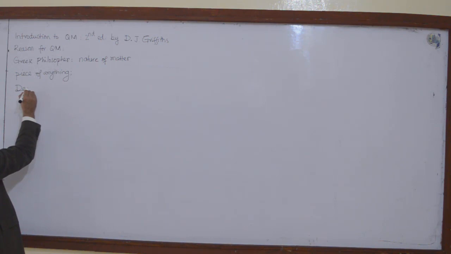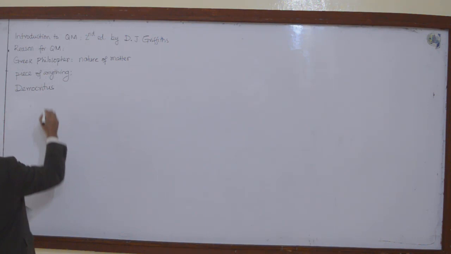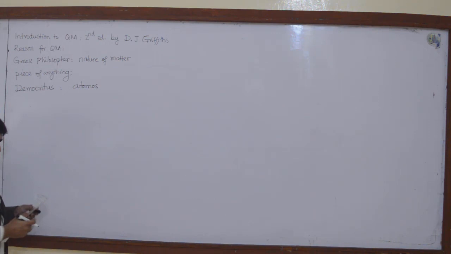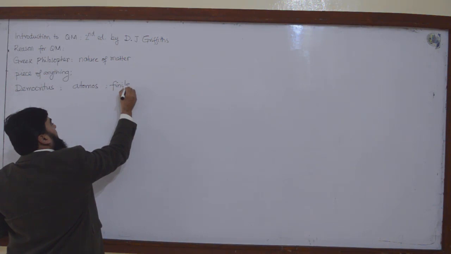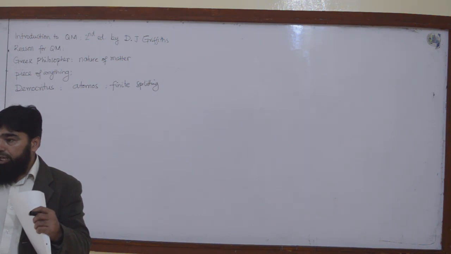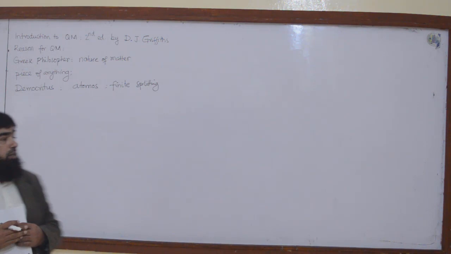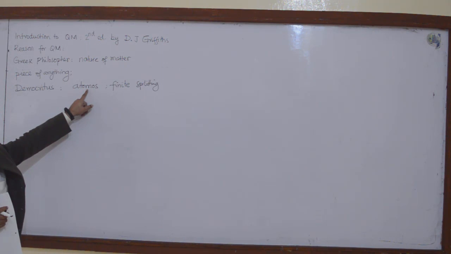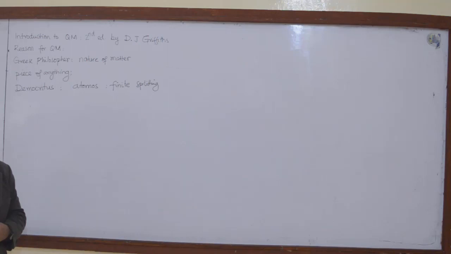You know that Democritus gave the concept of atomos and said that this is a finite splitting. Finite splitting means that if you take a matter and you keep breaking it, finally you will reach the basic entity of that material, which you will call the atomos. After that level, further splitting will not be possible.